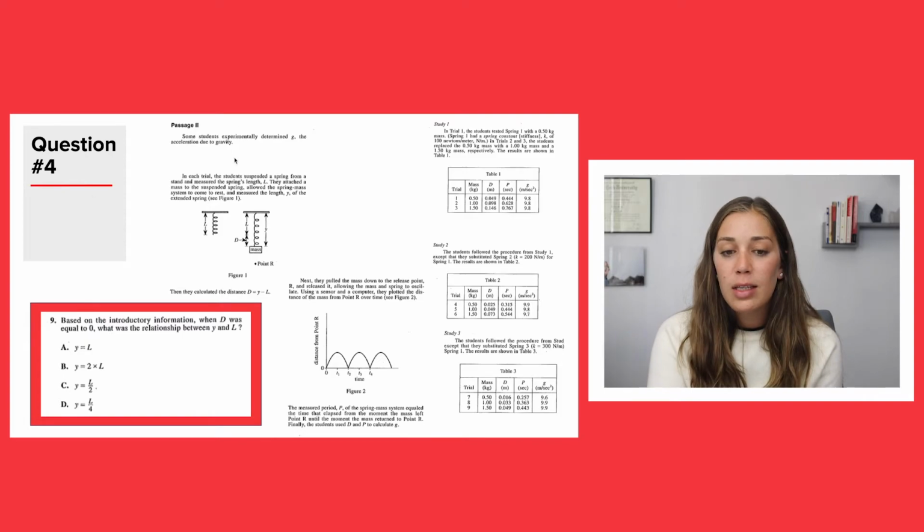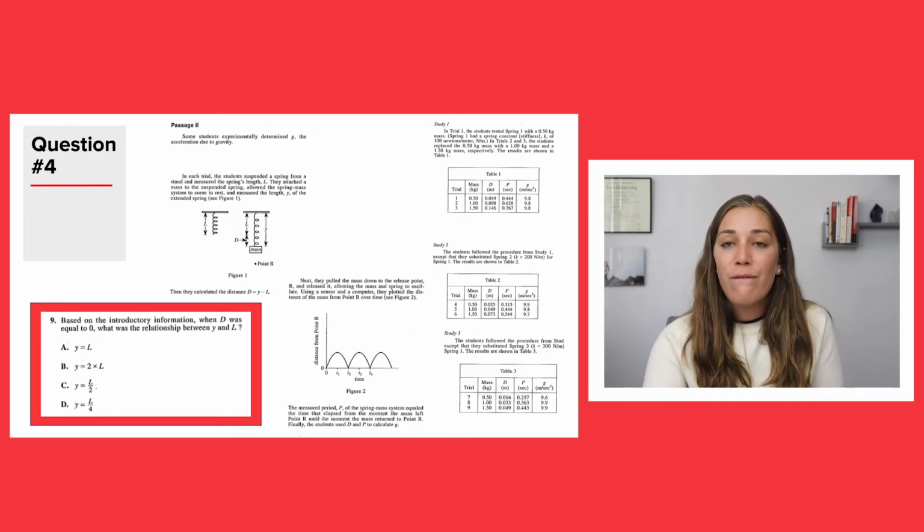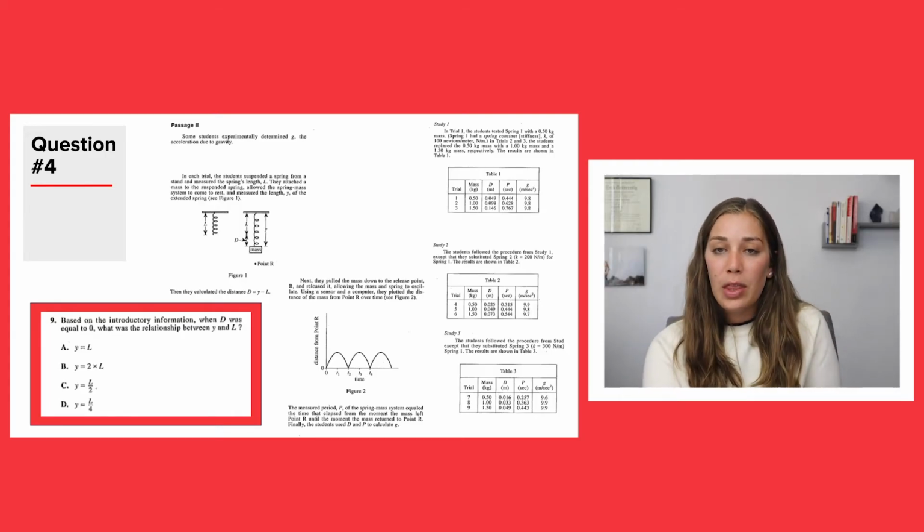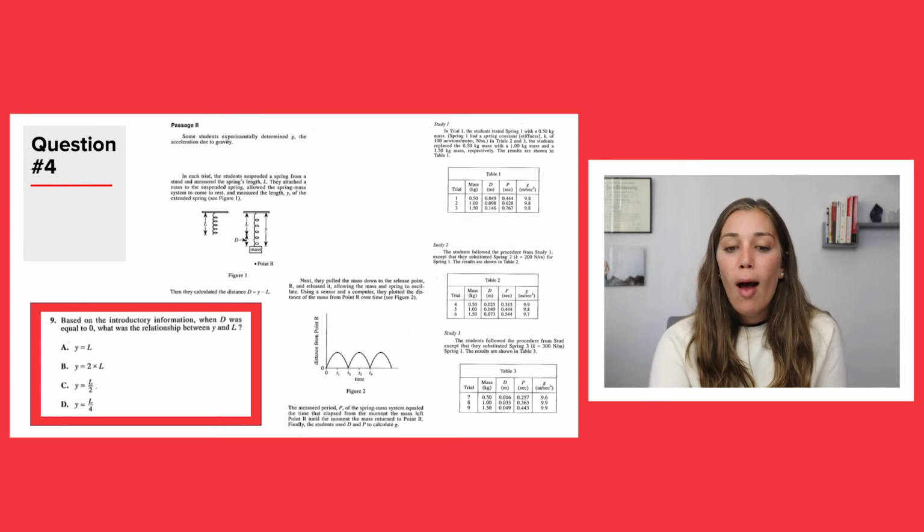Let's see, where do I see D, Y, and L? I see it in this equation right over here, D equals Y minus L. Now, if I plug in that D is equal to 0, that means that 0 is equal to Y minus L. Move that L over, that means that Y is equal to L, which is answer choice A. So again, I found in the passage in the beginning with the introductory information, that equation, I plugged in D was 0 to find the relationship that Y is equal to L.